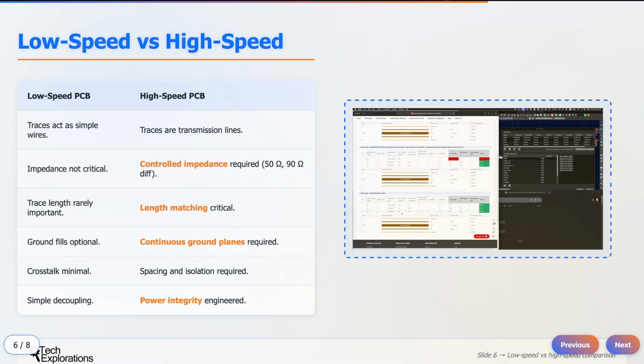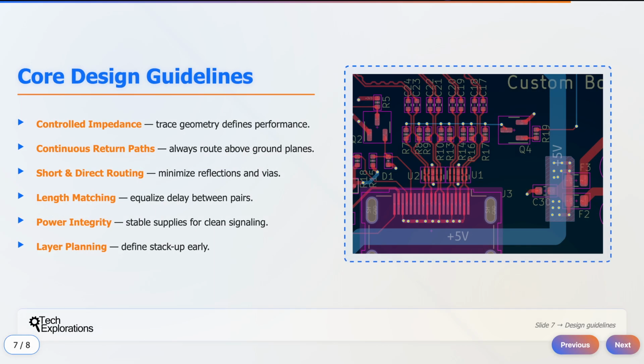In this table, I've documented some of the most important differences between low-speed and high-speed design. Take your time looking through this table just to get a basic understanding of these differences. The main thing is that at high speed, layout choices, trace width, spacing, and layer stack determine whether the board works reliably or fails intermittently. And these don't matter in low-speed designs. In low-speed designs, the schematic defines behavior, but in high-speed designs, the layout defines behavior.